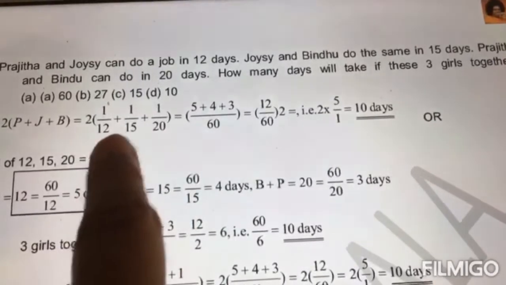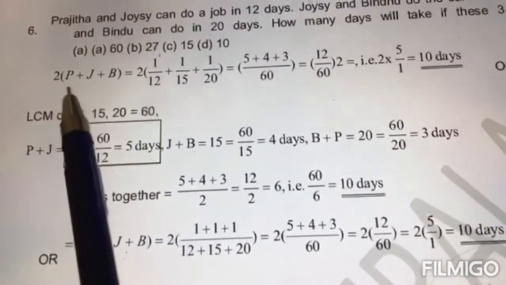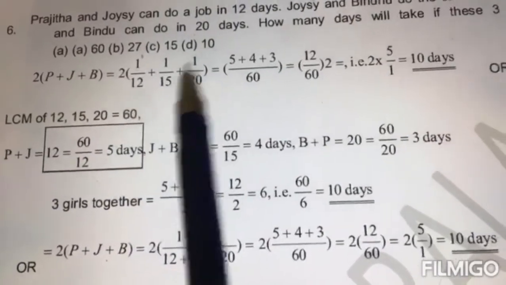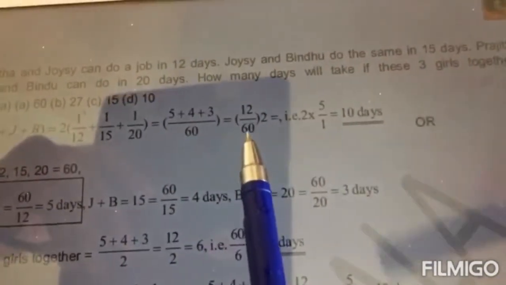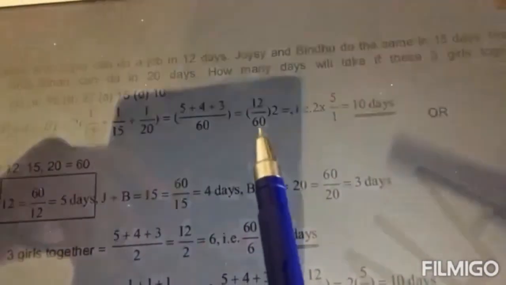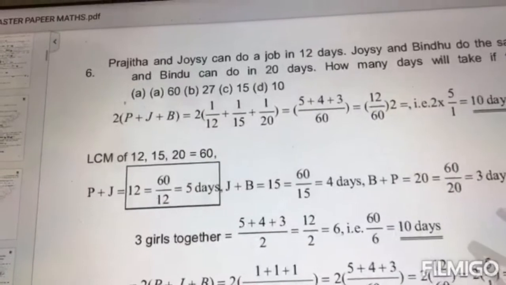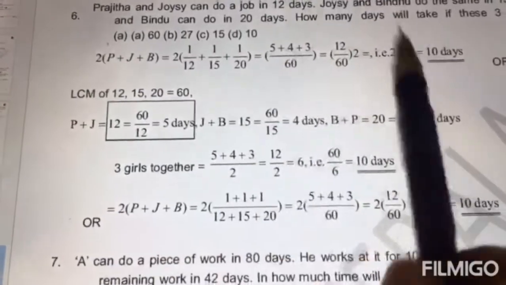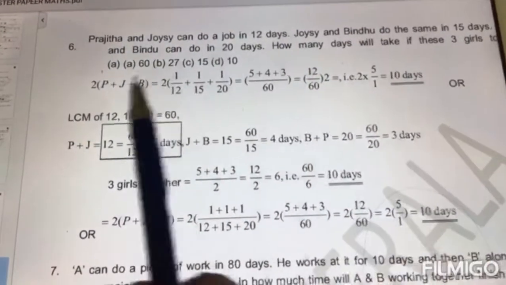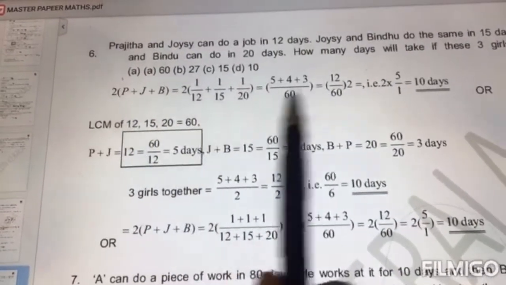So the days that these three girls will take to do the job if they work together is nothing but, this actually should be divided, 2 divided by P plus J plus B. It is 2 divided by this. So once you add it, you will see that it is 12 by 60. It is 2 divided by 12 by 60. That is 10 days. Okay, there's a typo. It is 10 days. You can even follow this format here, but I would prefer if you go this way. Whenever you get such questions, use this formula. It is 2 divided by this. Okay, there's a typo. It is 2 divided by this.